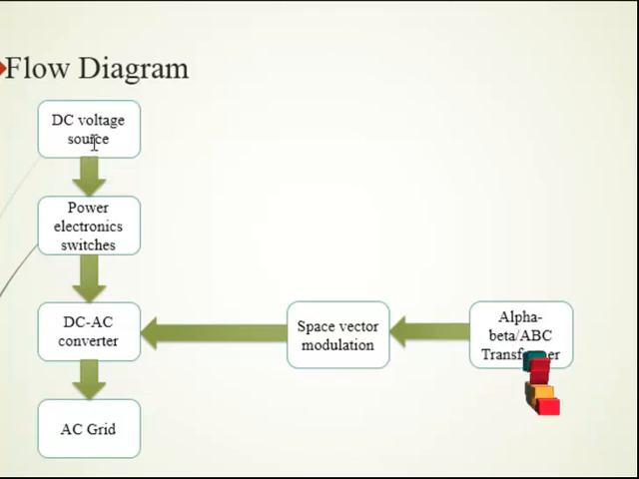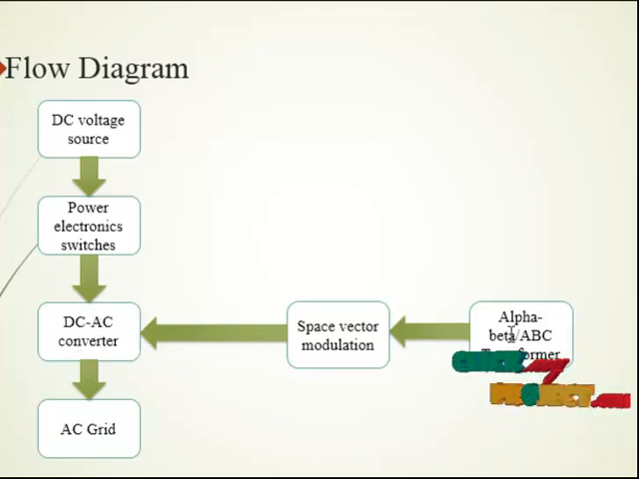This DC voltage is sent to the power electronic switches. We can use power electronic switches such as MOSFET, IGBT, thyristor. Lots of power electronic switches are used, but we use IGBT switches. The IGBT switches interface with the DC to AC converter. The DC to AC converter also acts as an inverter. So the DC to AC converter changes the DC power to AC power.